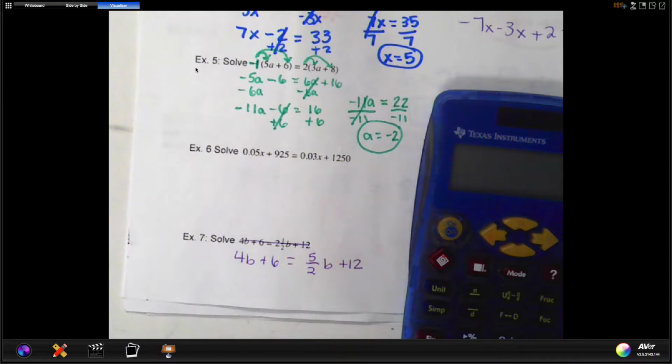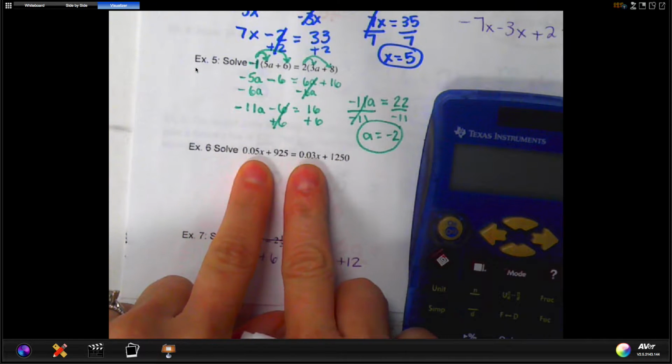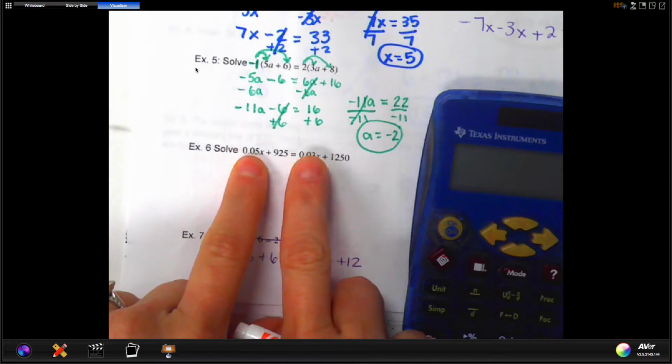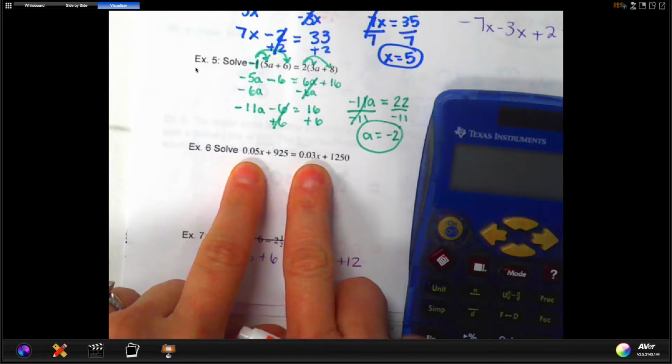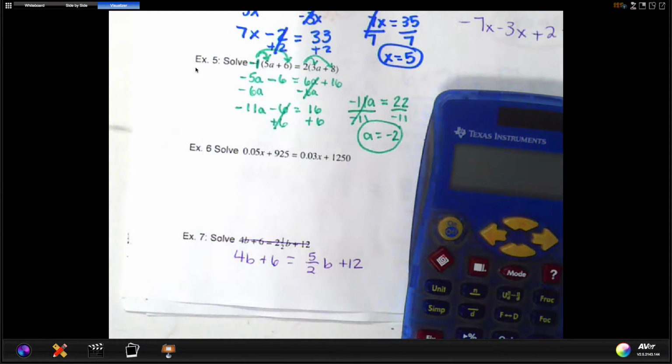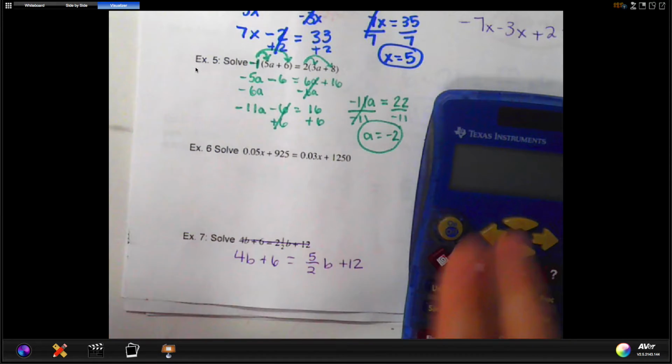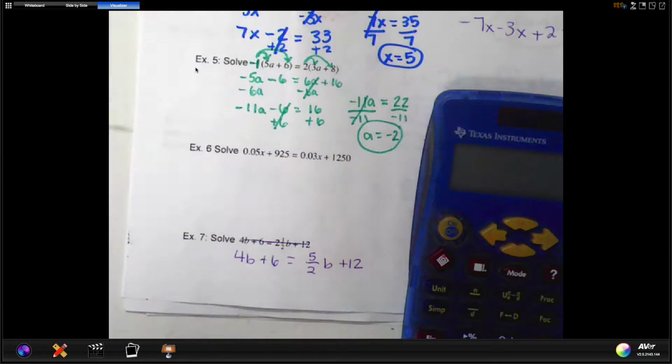Okay, so example 6 says solve 0.05x plus 925 equals 0.03x plus 1250. So you'll notice that there is a variable, an x, on the left side of the equation and on the right side, and the equal sign's in the middle. So your first step here, even though we're working with decimals, is to get all the variables on one side. Now we practice getting them all on the left, but you could get them on the right, but for the sake of keeping everything consistent, we're going to keep doing it on the left.